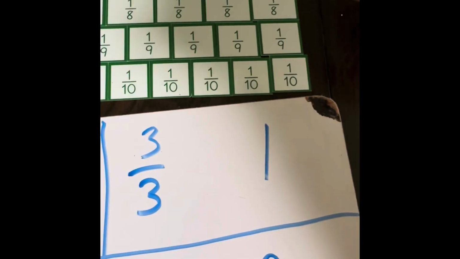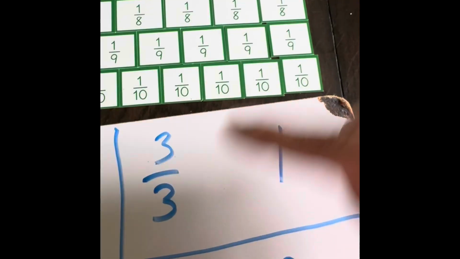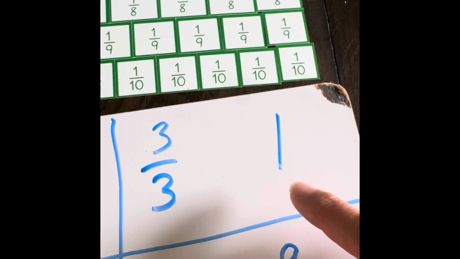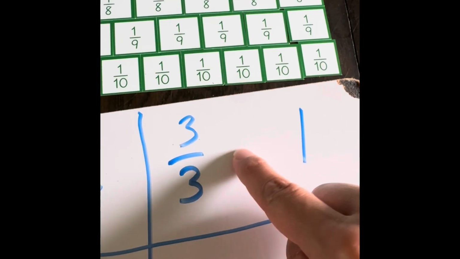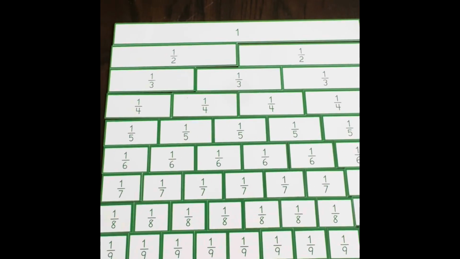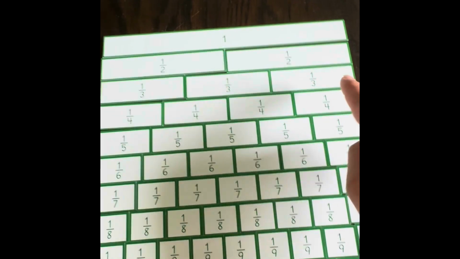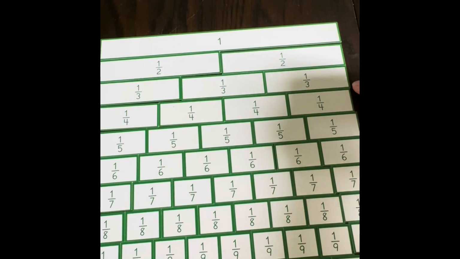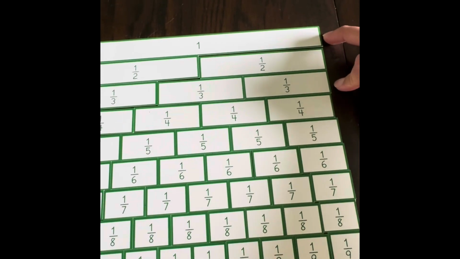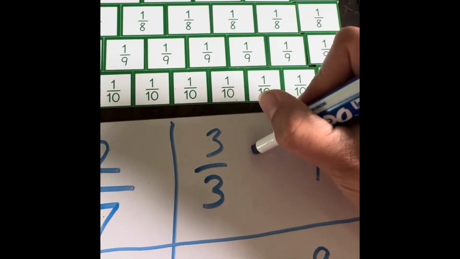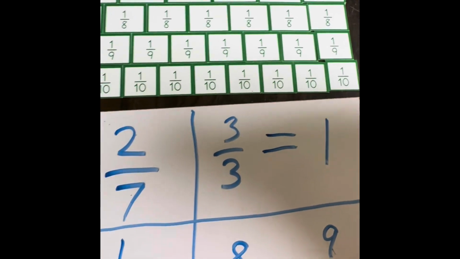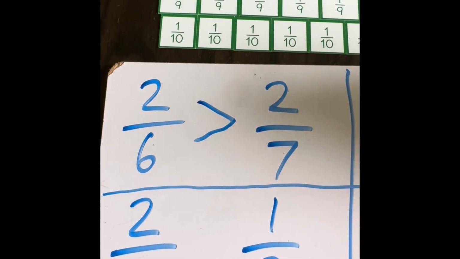Let's look at the next one. This is 3/3 and 1. We have to decide what symbol to put in between here to make this true. So let's find 3/3. Here's the thirds row, 1/3, 2/3, 3/3, and then 1. They're the same. So we'll put an equals symbol here. 3/3 equals 1 whole.